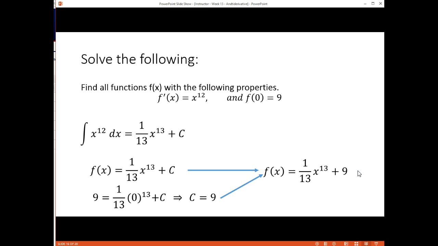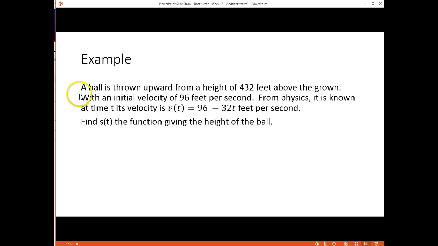Let's look at a couple applications of this, because this is really what we're getting at with this section. A ball is thrown upward from a height of 432 feet above the ground. I should say ground, not grown. With an initial velocity of 96 feet per second. From physics, it's known that at time t, its velocity v of t is 96 minus 32t feet per second. Find s of t, the function giving the height of the ball.